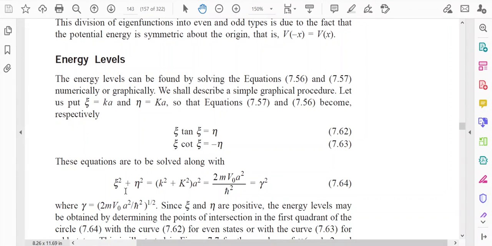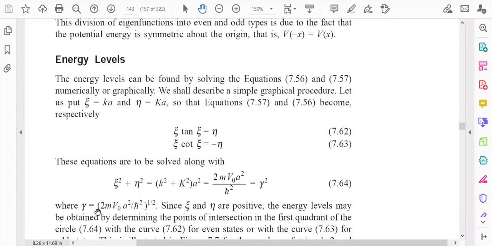Again, zeta square plus eta square, you see from this expression, is small k square plus capital K square into a square. If we put in the values of small k and capital K, which we have already discussed, then the value of this expression will be 2m V0 a square by h cut square, and we are assuming that this quantity is equal to gamma square.